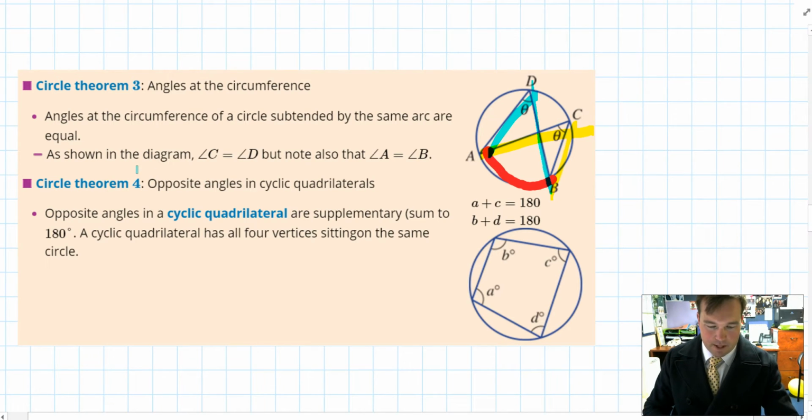The last circle theorem is dealing with a type of quadrilateral called a cyclic quadrilateral. Cyclic means if you lay out the four corners of the quadrilateral, they all fall on the circumference of a circle. The cool part about cyclic quadrilaterals is the sum of the opposite angles is 180. So A and C will add to 180, which means by definition the other pair must also add to 180. Any quadrilateral that has opposite angles adding to 180 is cyclic.